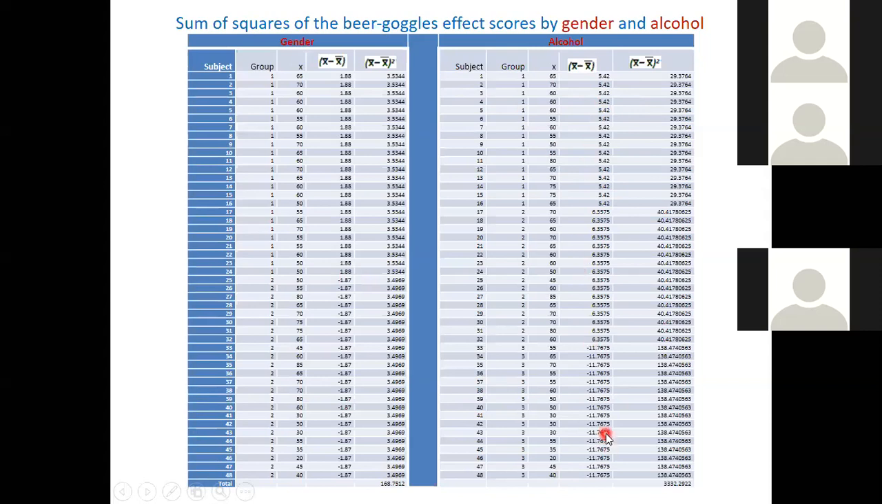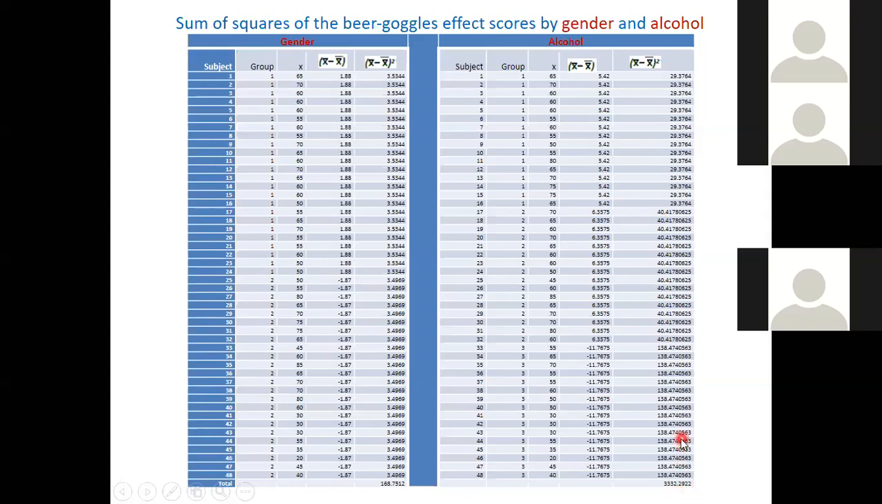No pint, 2 pint, 4 pint. So 48 is divided into 3 groups of 16: the first 16, the next 16, the next. That is why each of them has its own mean. When you remove the grand mean from them, you get the same value for the first 16, the second 16, and the last 16. So when you require it, it gives you this.